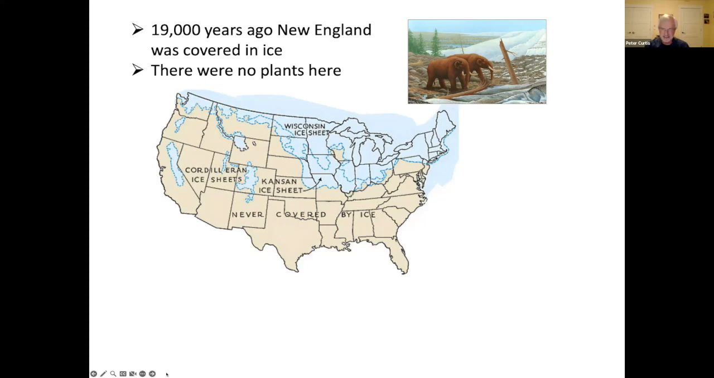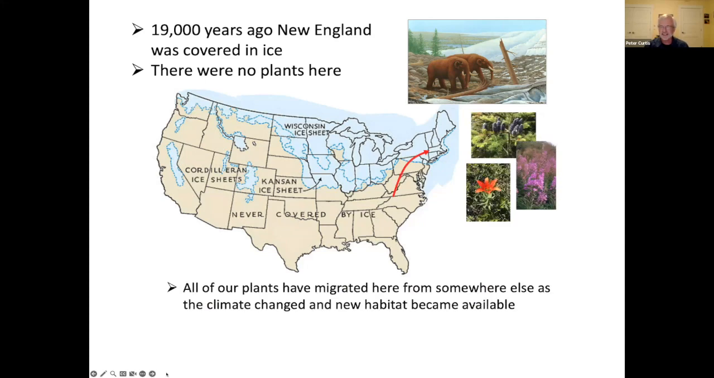So what that means is everything that's here now, all the trees, all the forbs, all the shrubs, came here from someplace else, for the most part from the south. So they've all migrated here in the last 10,000 years, although that migration is ongoing. So most of these plants have come from the southeast, from the Appalachians, from refugia during the Ice Age.